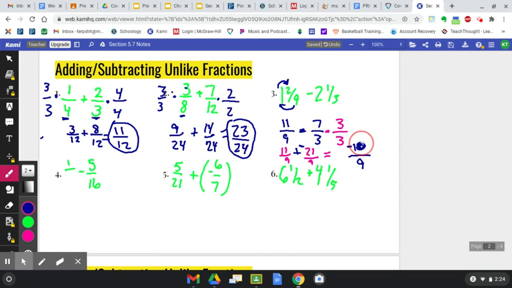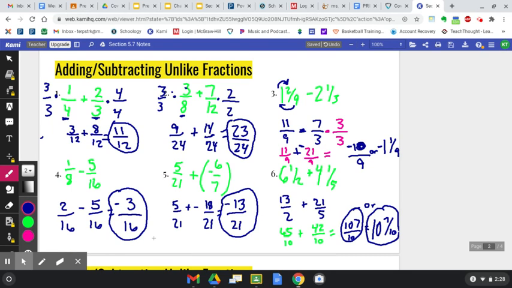Negative 10 over 9, that's a fine answer to have. Or if it wants you to turn it into a mixed number, it's going to be negative. 9 goes into 10 once. There's 1/9 left over. All right. And this one was supposed to be 1 over 8. See if you can solve 4, 5, and 6. So pause the video here and then come back and see how you did.